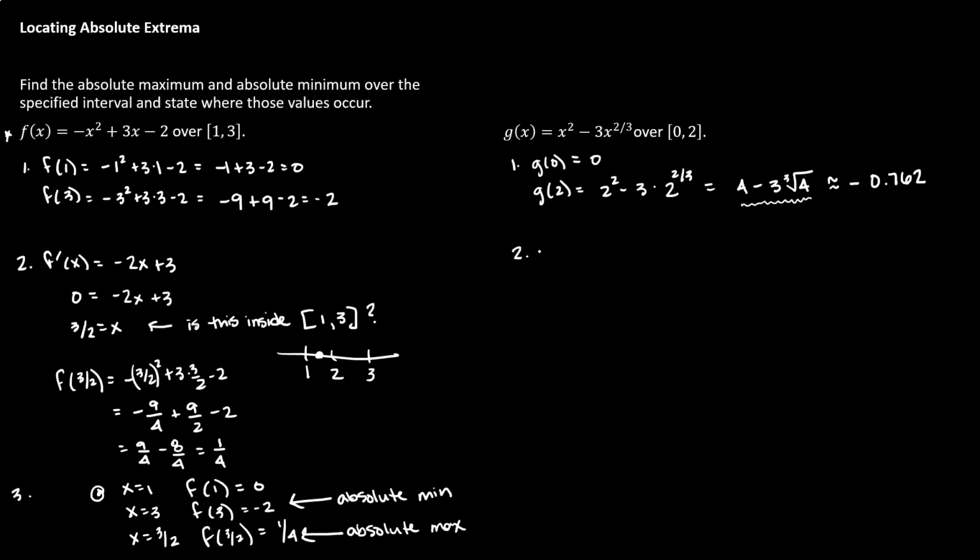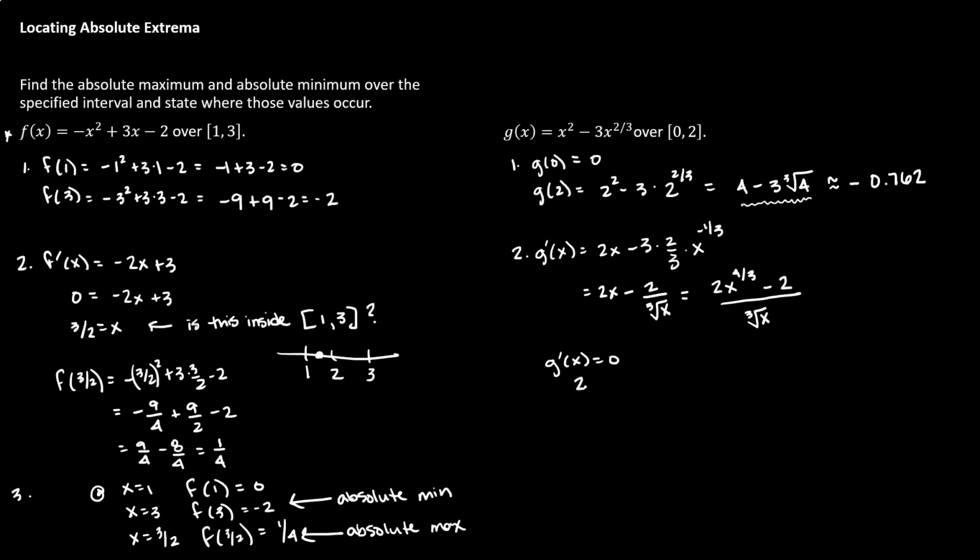Step 2, we're going to find our critical points. So we take the derivative of g. Find that we have 2x minus 2 over the cube root of x. And if we get a common denominator, that becomes 2x to the 4/3 minus 2 all over the cube root of x. Now remember, we need to find where the derivative is equal to 0, and that comes from setting the numerator equal to 0.